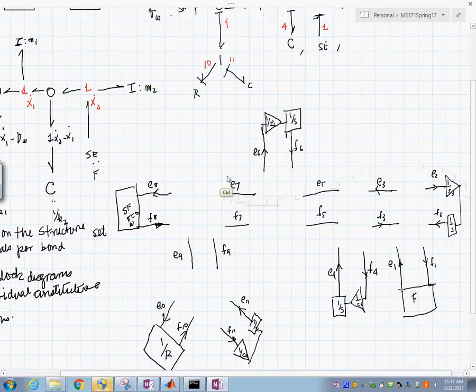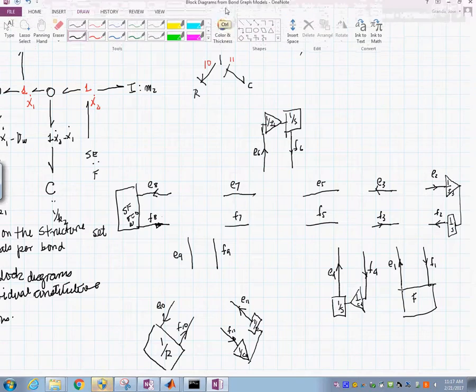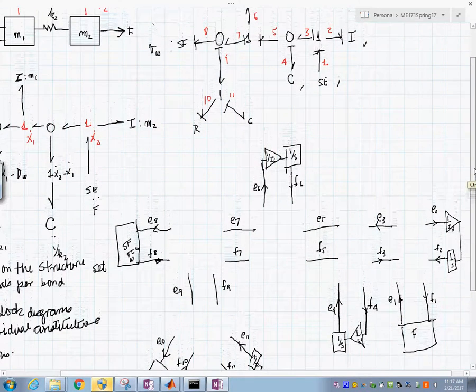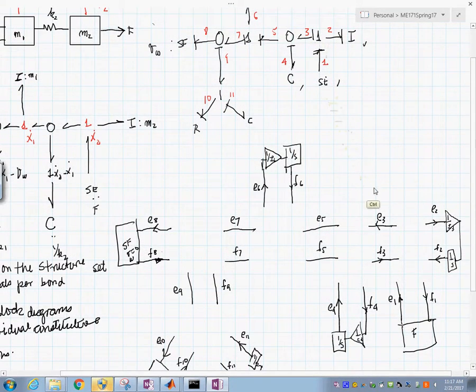I am going to change colors just to illustrate that what I'm going to be doing now are the connections. So you see the connection here of this one first. All the flows are the same because that's what 1 junctions do. So we join this like this, but the efforts will add.